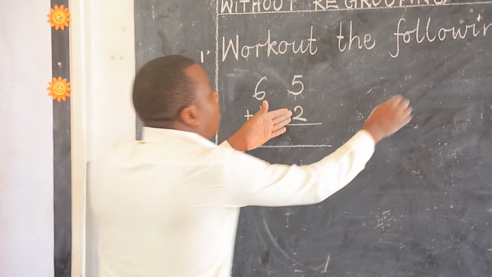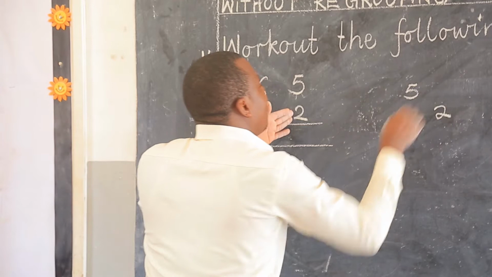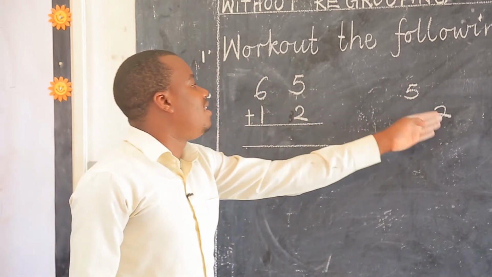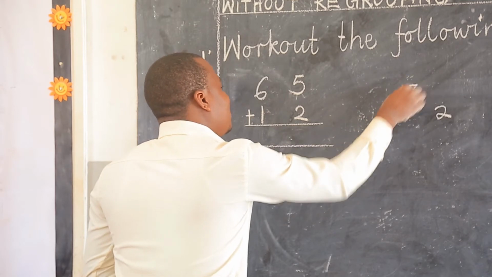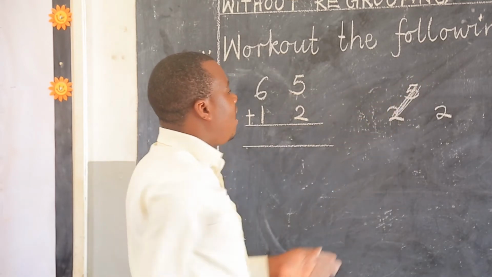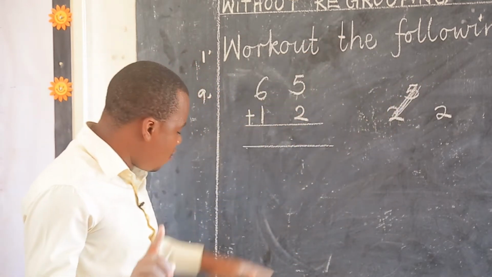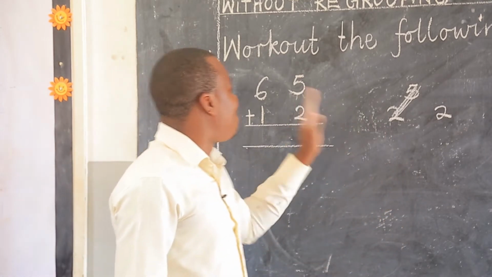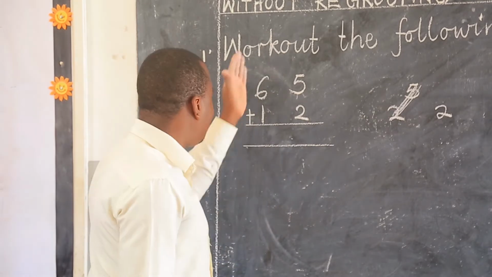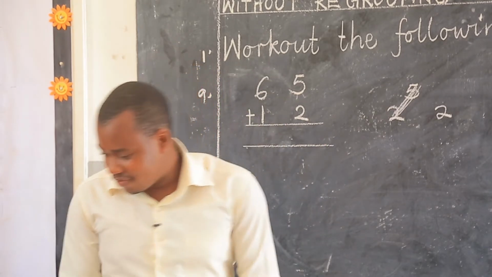There are those ones who can have this before even we do anything. That you are adding this and this one is down. Some people put it this way. So this becomes wrong. Why? It is not following that rule of place values. So when you are arranging these numbers, make sure they follow the rule of place values.